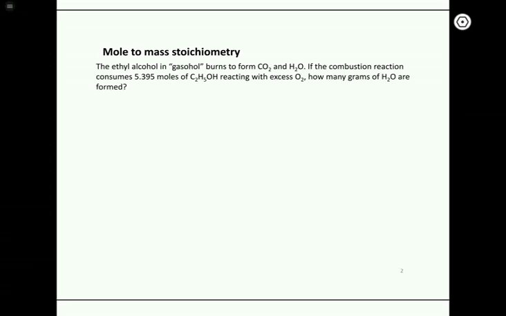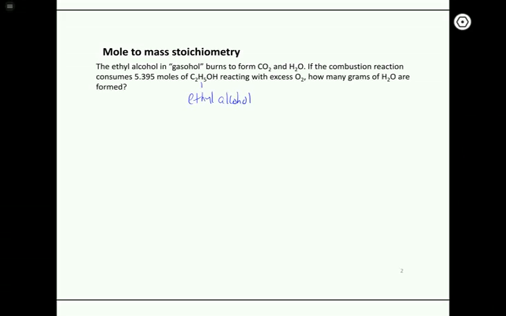So this first question was by request of a student, and we had only about a 50% success rate on it anyway, so I definitely want to go over this one. So ethyl alcohol in gasohol burns to form CO2 and H2O. If the combustion reaction consumes 5.395 moles of C2H5OH, that is the ethyl alcohol. We didn't learn about nomenclature yet, but that's what that means. And if it's reacting with excess O2, how many grams of H2O are formed?